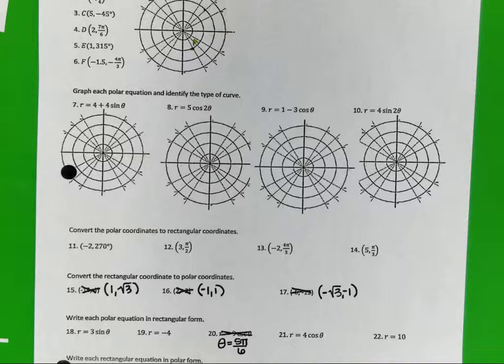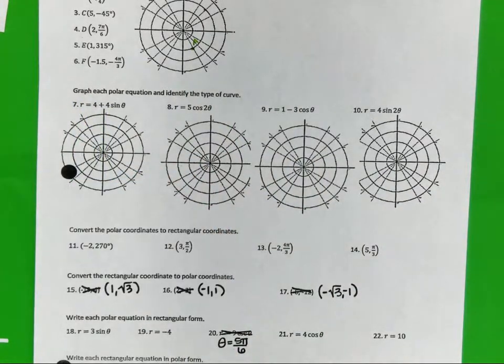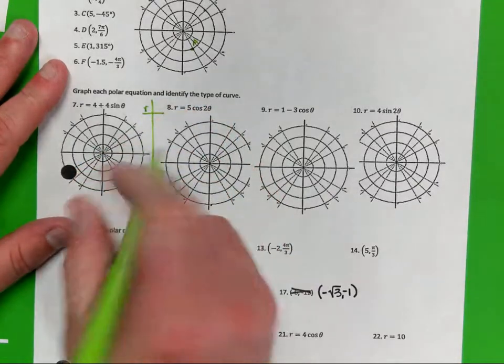All right, number 7 here. Notice the A and B value. They are the what? The same. So what type is that? Cardioid. Very good. So we're going to graph it by a table. Now we are going to do all 4 of these.